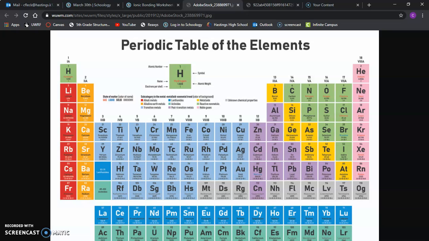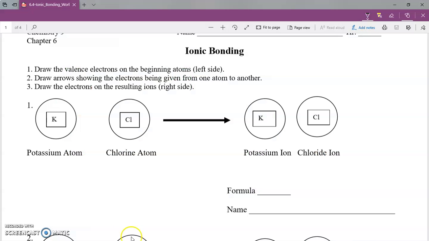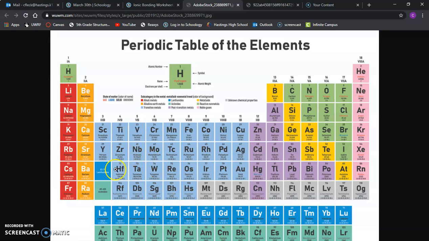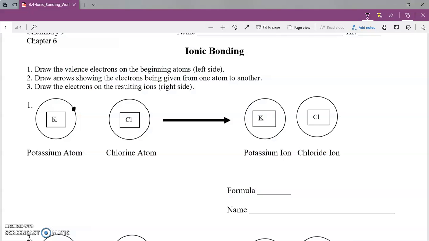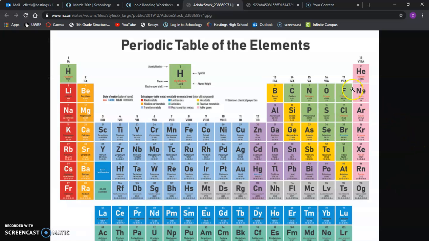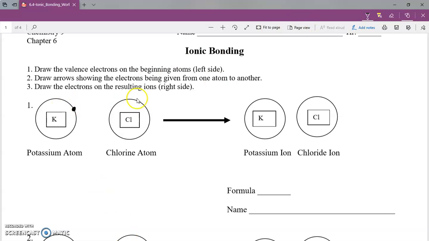So again, think about it. Group 1, it has one valence electron, right? Boom, right there. And if I look at chlorine, that's chlorine, right? Chlorine is in group 7. You can guess, right? It has 7 valence electrons as a result. Now, that means we have to draw out 7, right? 1, 2, 3, 4, 5, 6, 7 valence electrons.